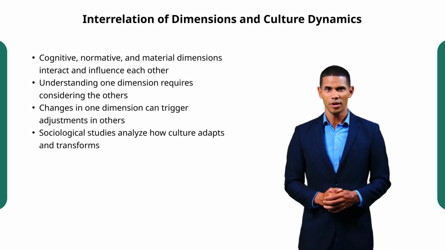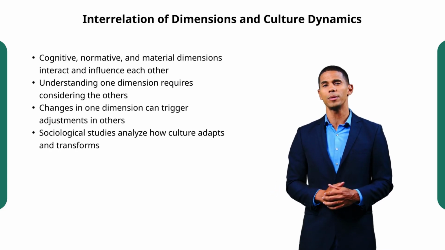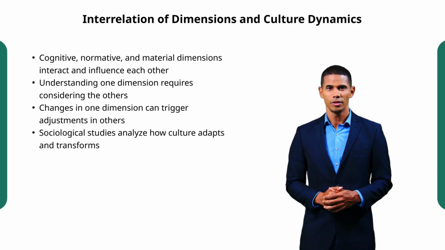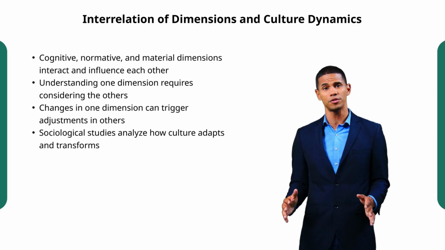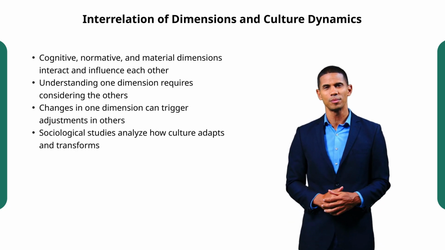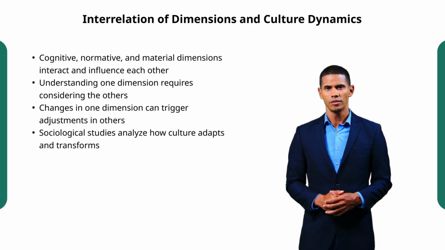We have studied the cognitive, normative, and material dimensions separately, but remember, they never operate in isolation. They are deeply intertwined. For example, new technology, material, like smartphones, changes how we process information, cognitive, and influences new rules about what is appropriate to share online, normative. Sociologists examine how these dimensions interact to understand culture dynamics, how culture changes, adapts, or resists change.